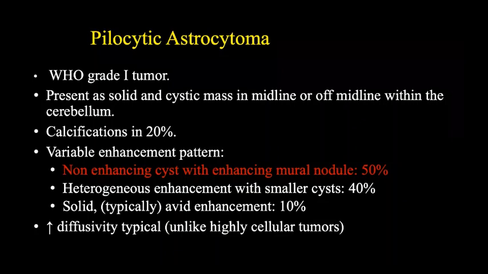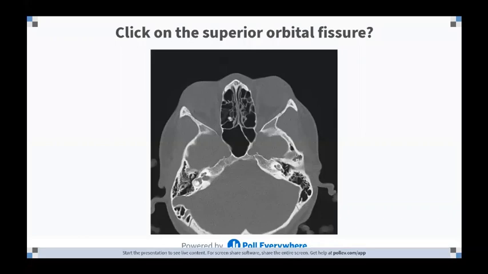We said it's solid and cystic within the midline or off midline. It can have calcification in 20%. The enhancement can be variable, but the most common is a non-enhancing cyst with an enhancing mural nodule, and it doesn't have restricted diffusion. Okay, you can click on the finding.